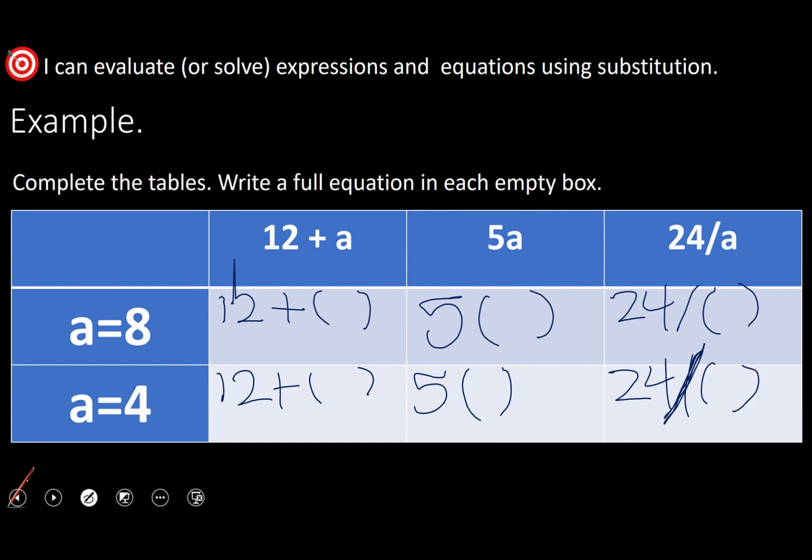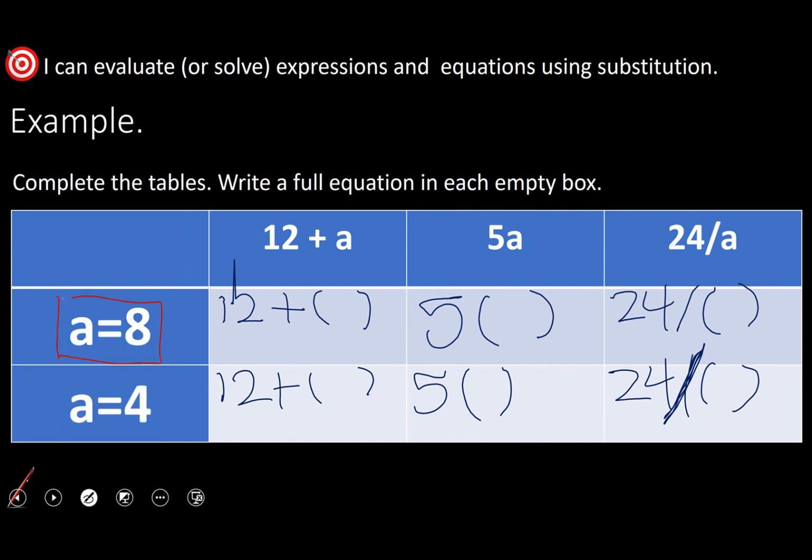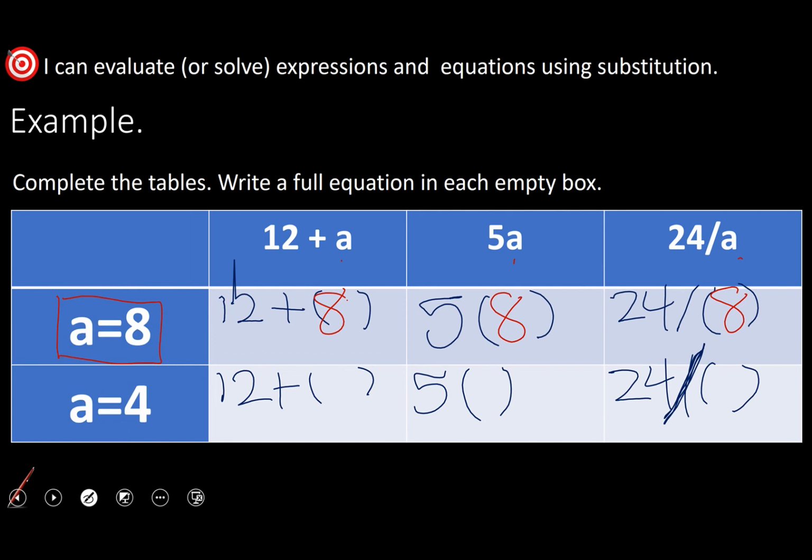Okay, now what I want to do is I'm going to say, okay, well, a represents 8. So every time I see a, I'm going to put an 8. So I have a, 8, a, 8, a, 8. Now I can evaluate my expression. So I have 12 plus 8, that's 20. 5 times 8 is 40. And 24 divided by 8 equals 3.